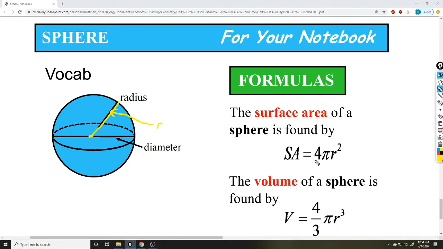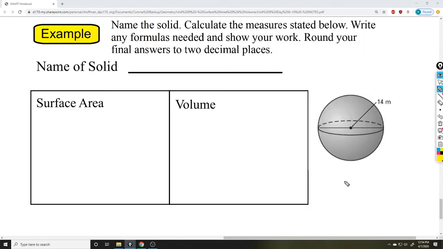Formula for surface area is 4 pi r squared, and the formula for volume is 4/3 pi r cubed. So a sphere is just any kind of a ball shape. Since we're only going to do one example here, I'm going to talk a bit more about the calculator so that you're a bit more comfortable with it.